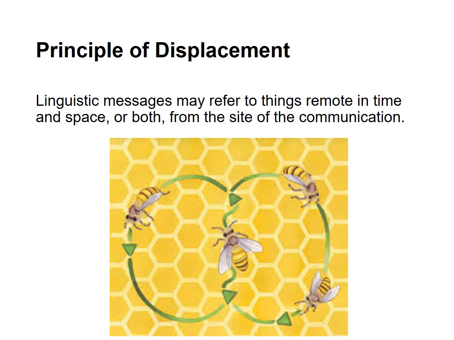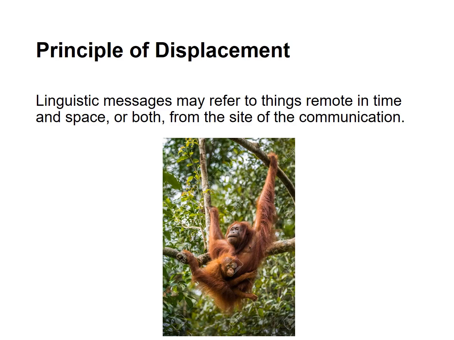When they do their waggle dance, they've returned from the food source and they're back at the hive, and they're doing their dance to communicate about where the food source is, how good it is, and so forth. So humans are not the only species to use the principle of displacement in communication. Just recently, new research with orangutans suggests that they actually might be able to communicate about past events. There's a link on Canvas about this new study.